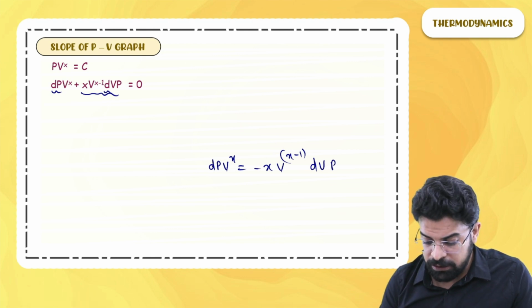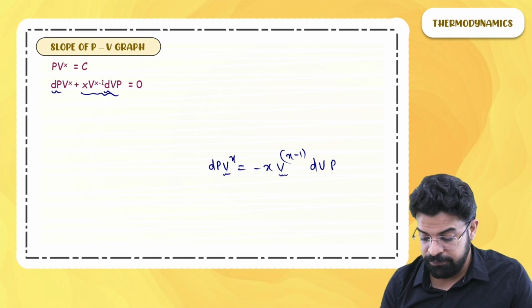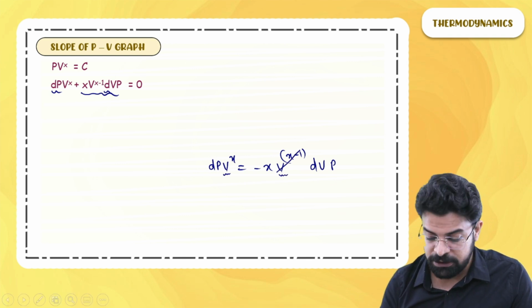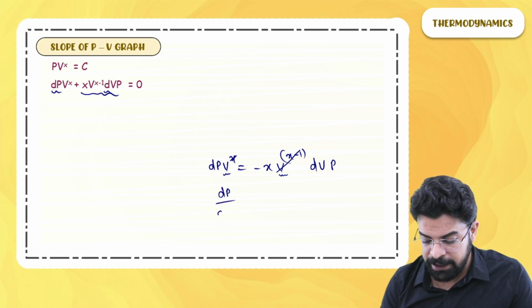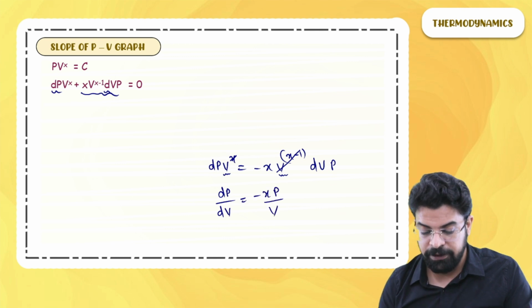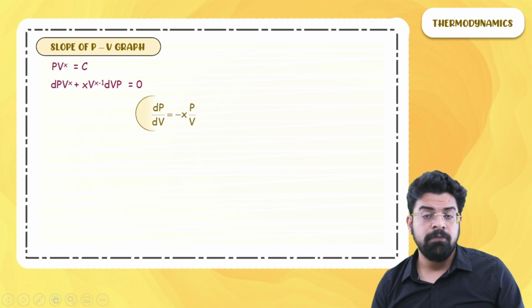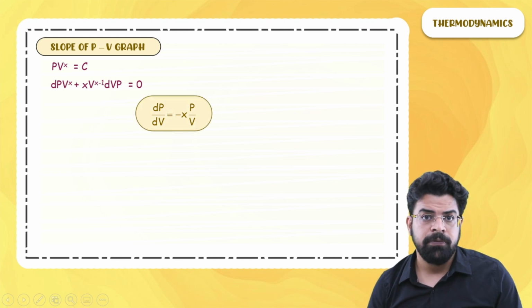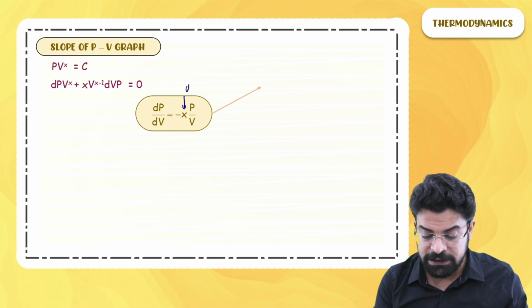Now, on the left hand side, we have got V raised to the power of x. On the right hand side, V raised to the power of x minus 1. If you cancel out V raised to the power of x minus 1, on the left hand side, you are left with V. So from here, you get dP by dV equals minus xP by V. So dP by dV comes out to be minus xP by V. What is x? The polytropic coefficient. For an isochoric process, we know that this polytropic coefficient is infinite.